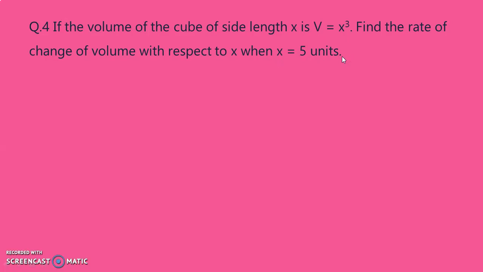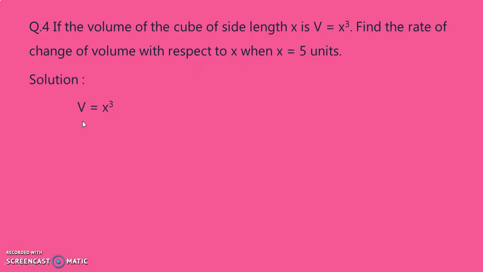Okay, so we are given the volume of the cube, that is V equals x cube. So the side length of the cube is x and the volume is x cube. We have to find the rate of change of volume with respect to x. So first we have to find dV by dx, that is the rate of change of volume with respect to the side length x.